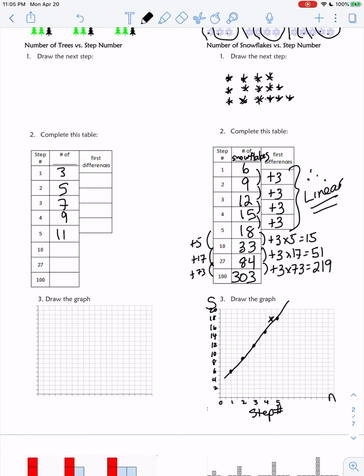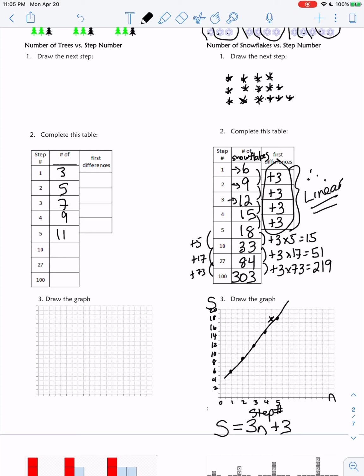Okay, so now for the equation, so the number of snowflakes, that's S, equals, the first differences are equal to 3, so then we've got to go 3 times n, but 3 times 1 is only 3. I need to get to 6, so we need to add 3 to that. You can test that with any one of them. 3 times 2 is 6, but we need to get to 9. So we add 3 more, that'll take us to 9. 3 times 3 is 9, but we need to get to 12. So we add 3 more to get us to 12.